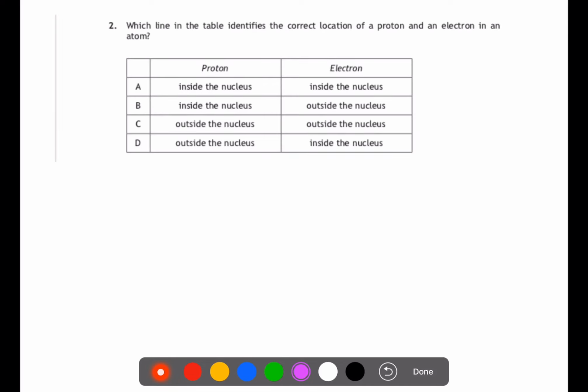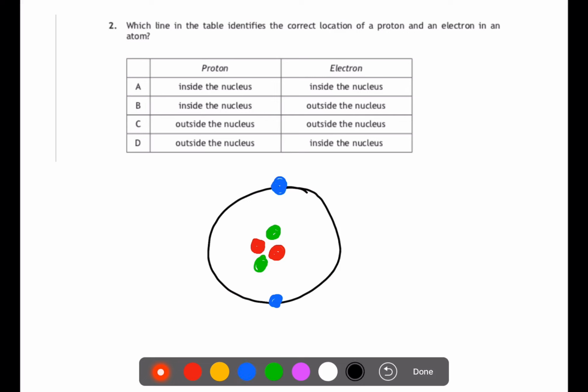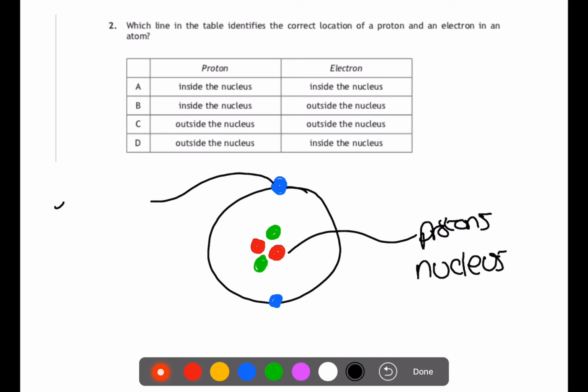Question 2. Which line in the table identifies the correct location of a proton and electron in an atom? Let's draw a helium atom. So helium has 2 protons and 2 neutrons, and these are found in the centre of the atom in the nucleus. There's then an energy shell around the outside where we have 2 electrons. So here in the centre we have our protons and they are in the nucleus, and then around the outside we have electrons and they are not in the nucleus.